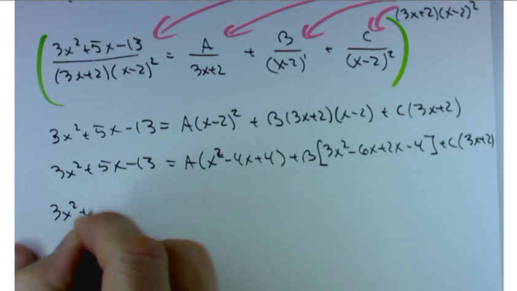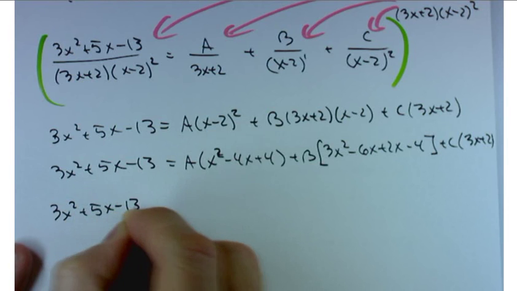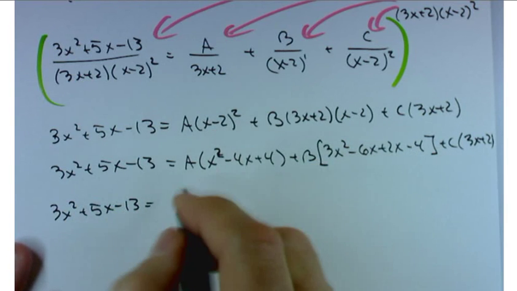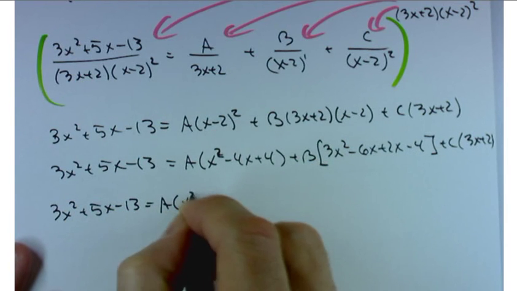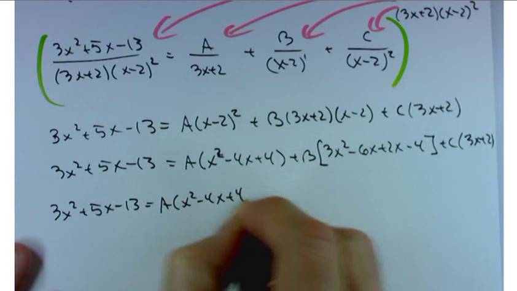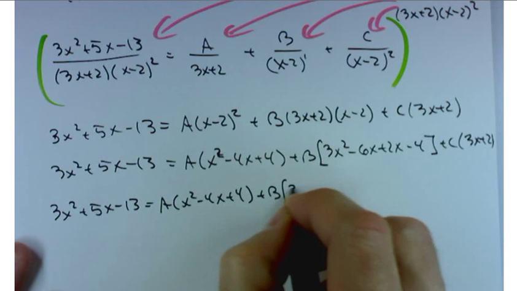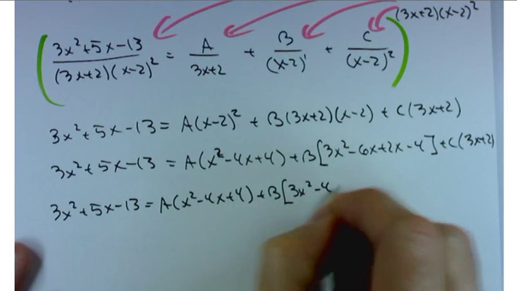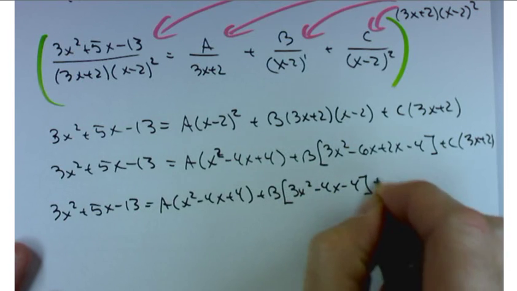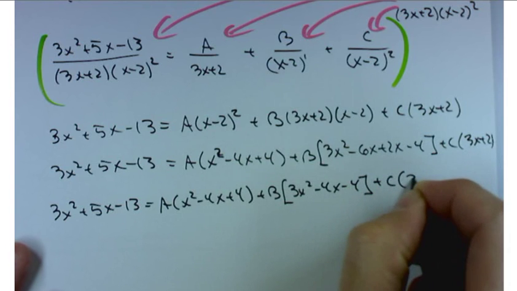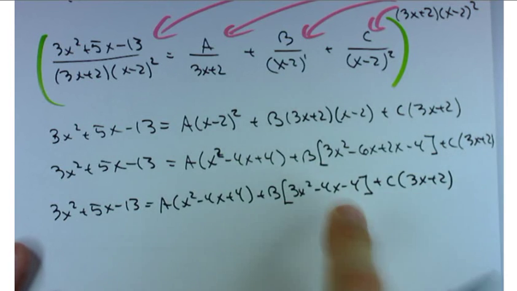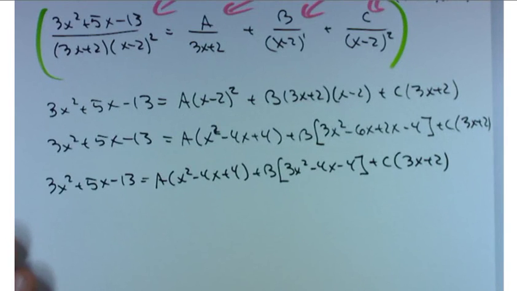I guess there's one last thing that I want to do here, and that is collect like terms in this middle bracket. So a times x squared minus 4x plus 4 plus b times 3x squared minus 4x minus 4 plus c times 3x plus 2. So just clean this up a little bit in the middle bracket. There's two more steps that I need to do.